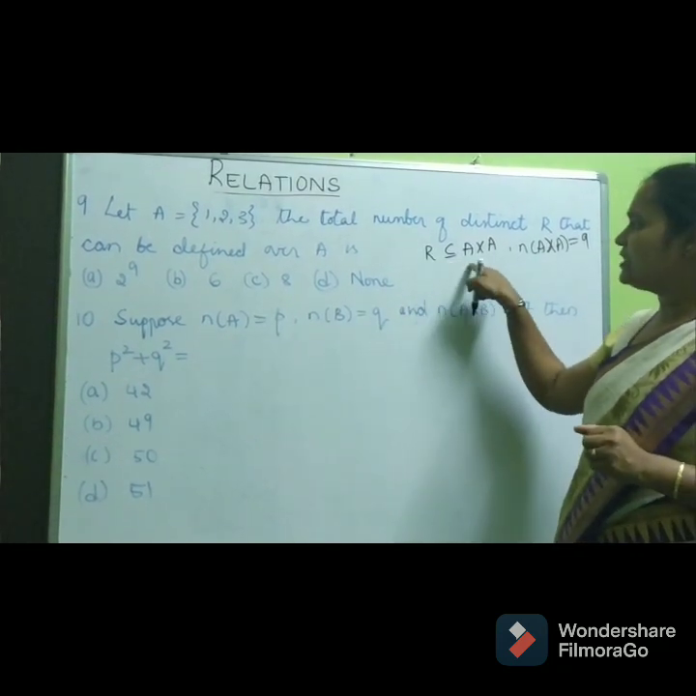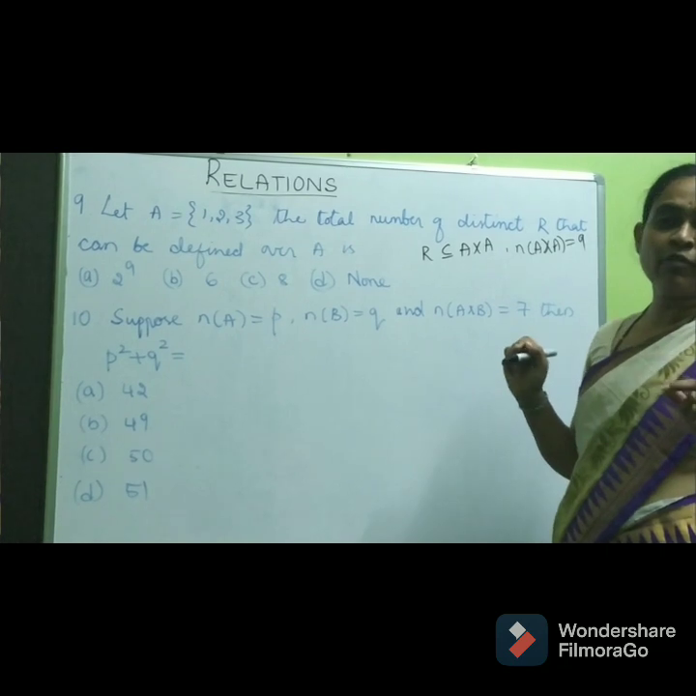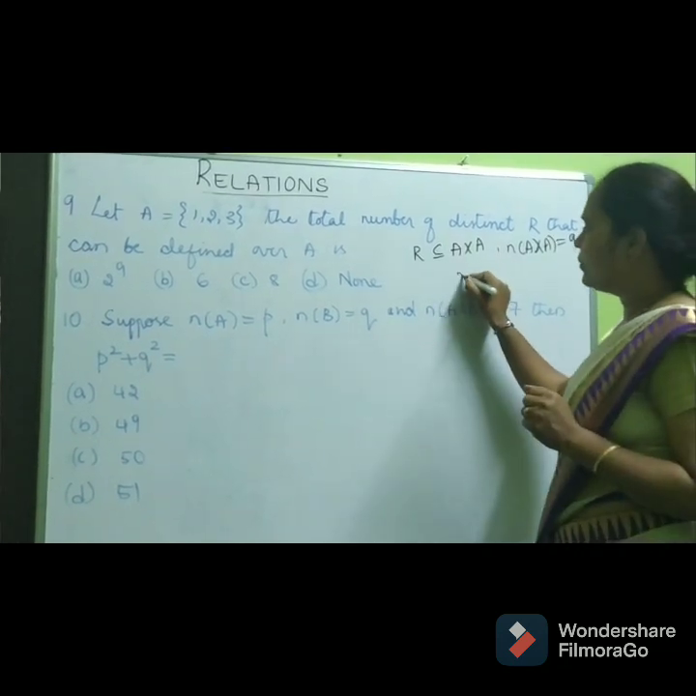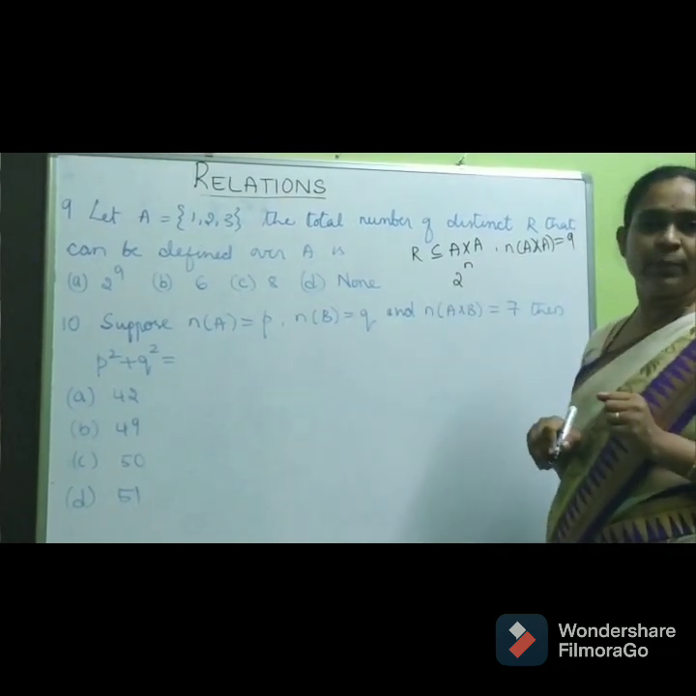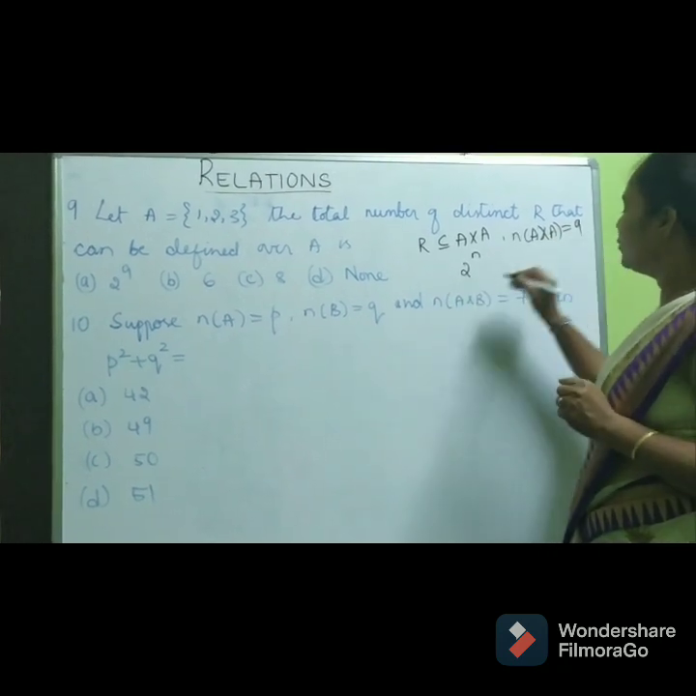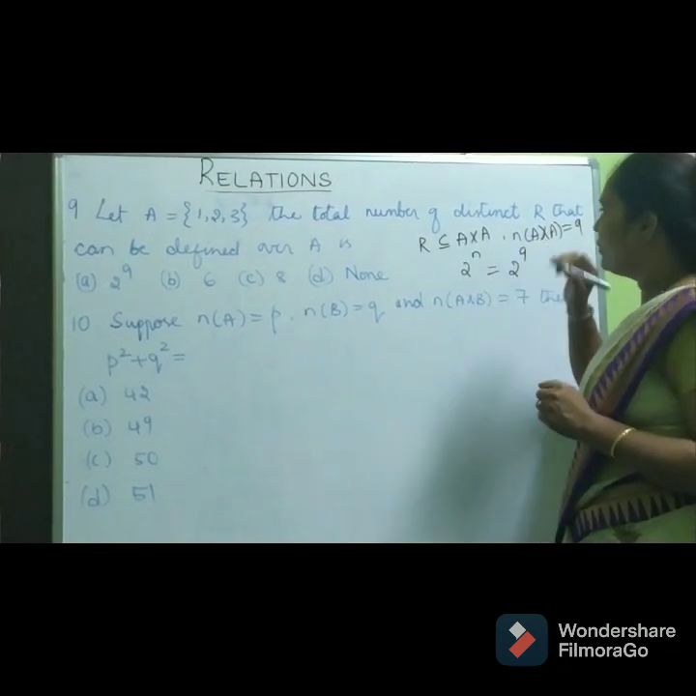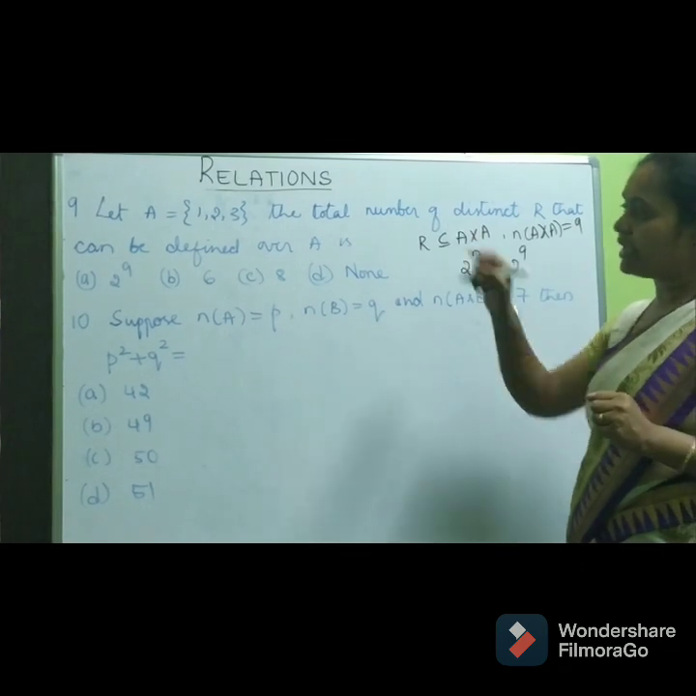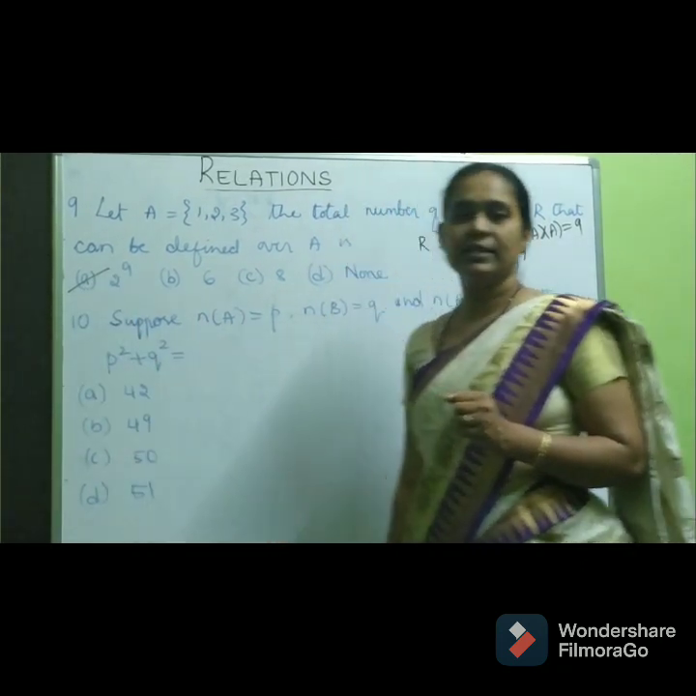Since relation is subset, what is the formula for number of subsets? Number of subsets formula is 2 to the power n. Here n is equal to 9. Therefore, number of distinct relations over A is 2 to the power 9.